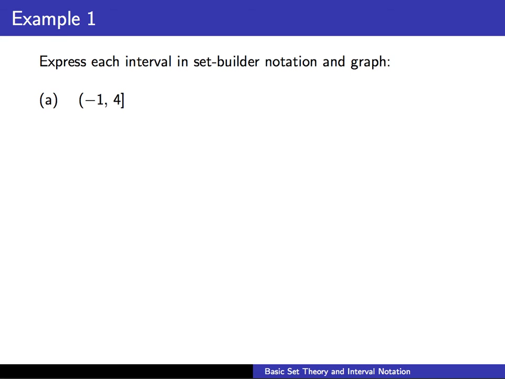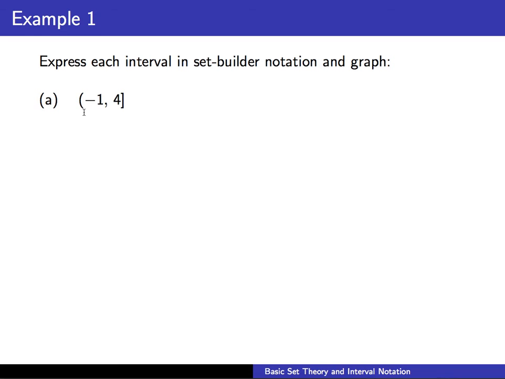Alright, in this video, we're going to pick up from where we left off, and we're going to look at expressing each of the following intervals in both set builder notation and their graphs as well. So example 1a, we have parenthesis -1 and then a 4 with a bracket afterwards.